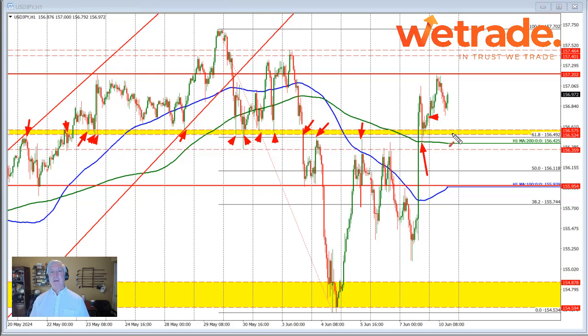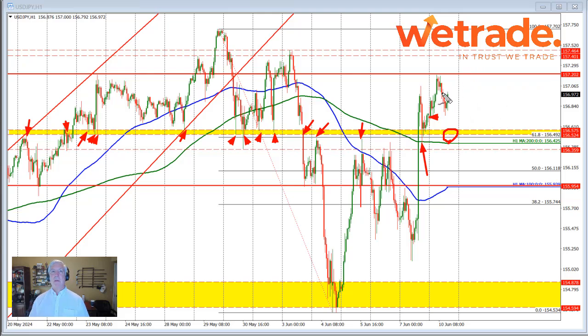So this swing area and also the 200-hour moving average is now a risk level for buyers. If the price were to move below those levels, then I think there'd be disappointment. But if the price were to stay above that level, and we are currently at 156.97, the bias remains more to the upside.